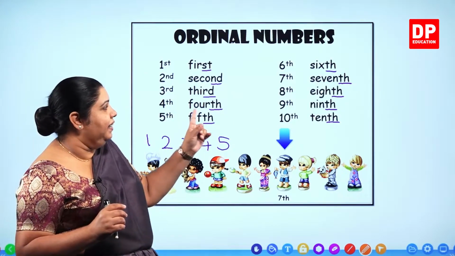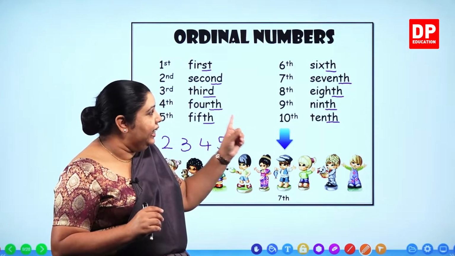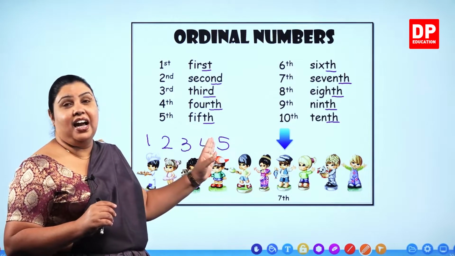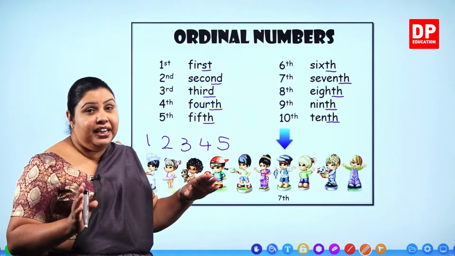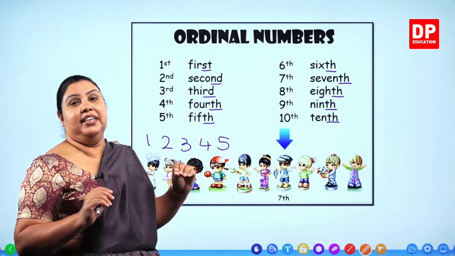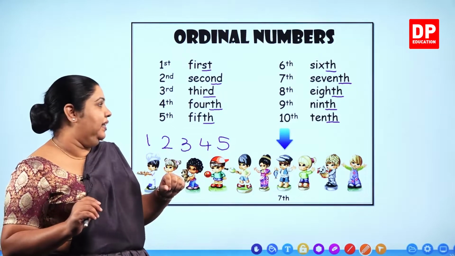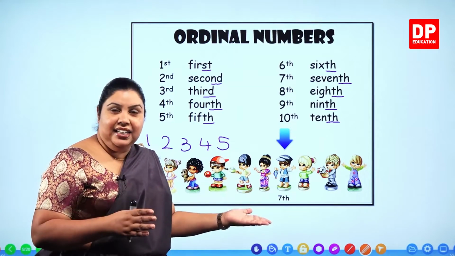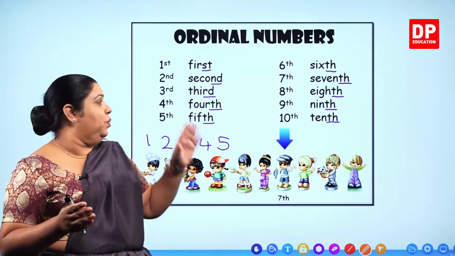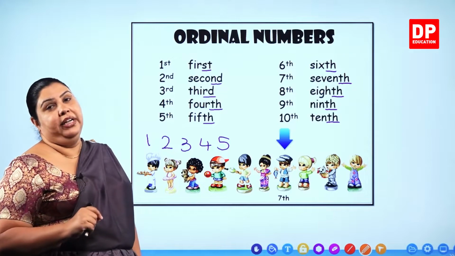7th. Seventh. 8th. Eighth. 9th. Now here when we write 9, we write N-I-N-E, but here we do not write the letter E, but we write N-I-N-T-H. 9th. Then 10th, 10 and TH. So this is how we pronounce and write the first 10 ordinal numbers.